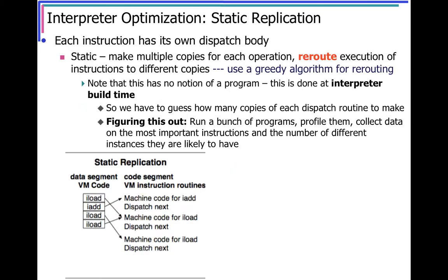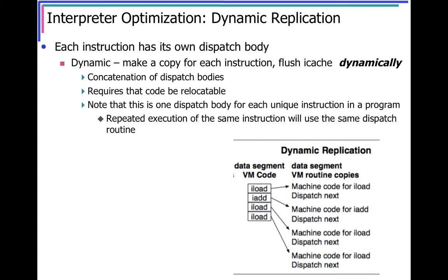We can also do static replication. Static replication is where when we're developing the interpreter, that is, when we build the interpreter, we're going to guess at how many copies we're going to need. Notice before with dynamic, we're going to make a copy at runtime, but this is more work at runtime. But we can ensure that we're making just enough copies for each instruction in the program. Again, we're making a single copy for every instruction in the program.